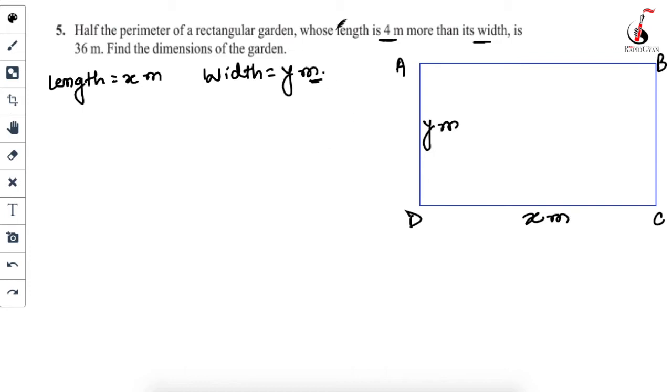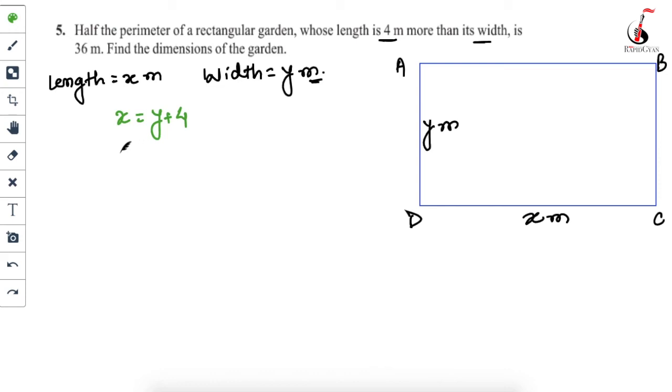Now, what is the first condition given? The first condition is that the length is 4 meter more than its width. Means if I add 4 to the width, I will get the length. Means x is equal to y plus 4. Correct? Y is your width. Look here, beta, they are saying the length is 4 meter more than its width. Means x is equal to y plus 4.